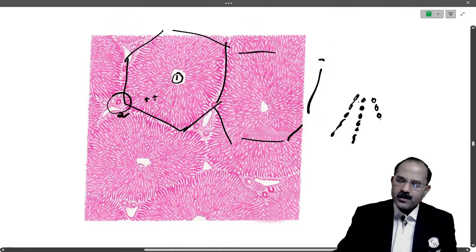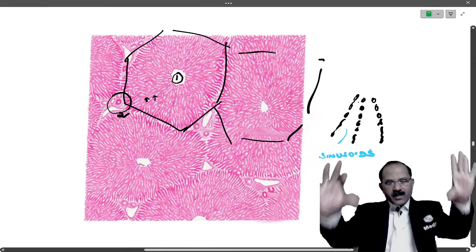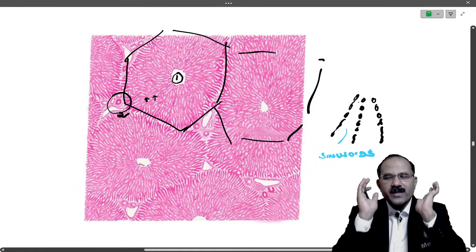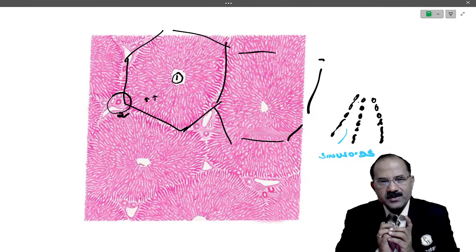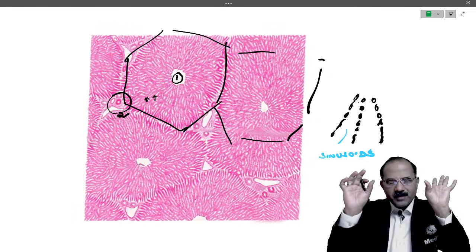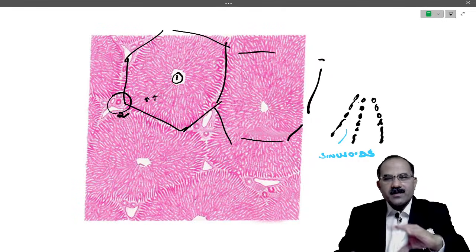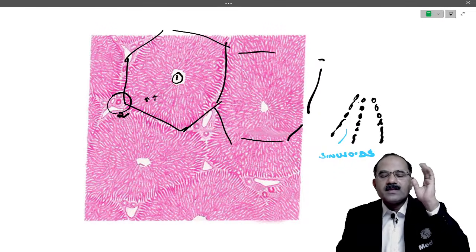And between the hepatocytes, what are these spaces known as? Sinusoids. So you get a hepatic lobule. In the center, you find the central vein. At the periphery, you get portal triads. Hepatocytes are arranged in a cord-like manner, and in between the hepatocytes there are sinusoids. In the sinusoids you get cells. What are these cells known as?